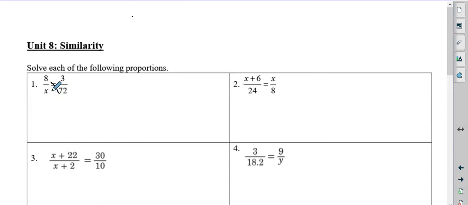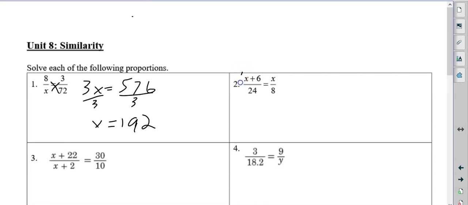So you're getting 3 times x equals 8 times 72, which is 576. Divide both sides by 3. X is 192.